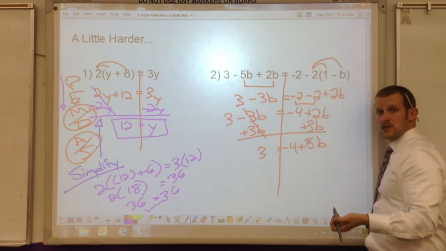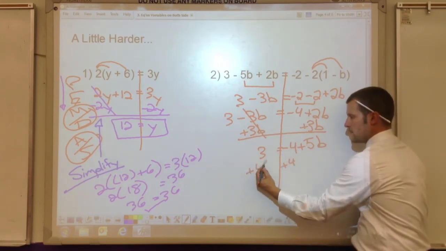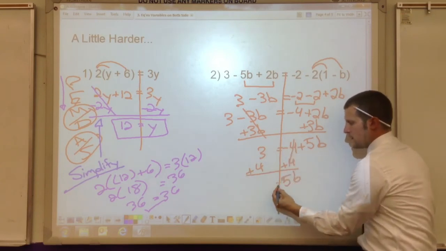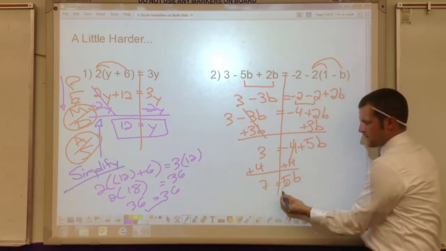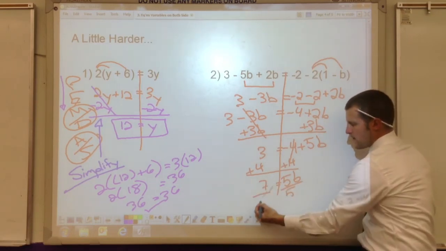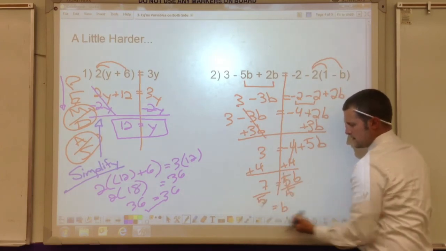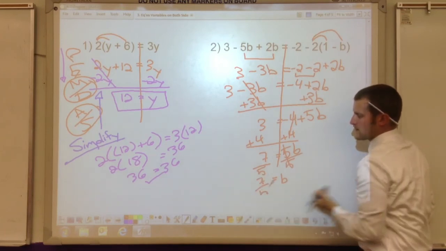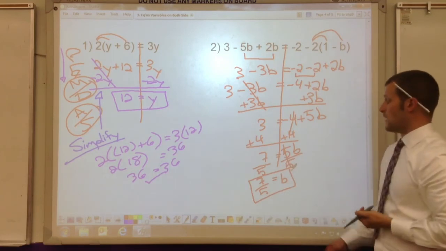The rest of this should be old hat. Negative 4 I'm going to add to both sides. So it's cancel. 5b equals 3 and 4 are 7. Divide by 5. Divide by 5. b equals 7/5. And that's what I get as a solution.